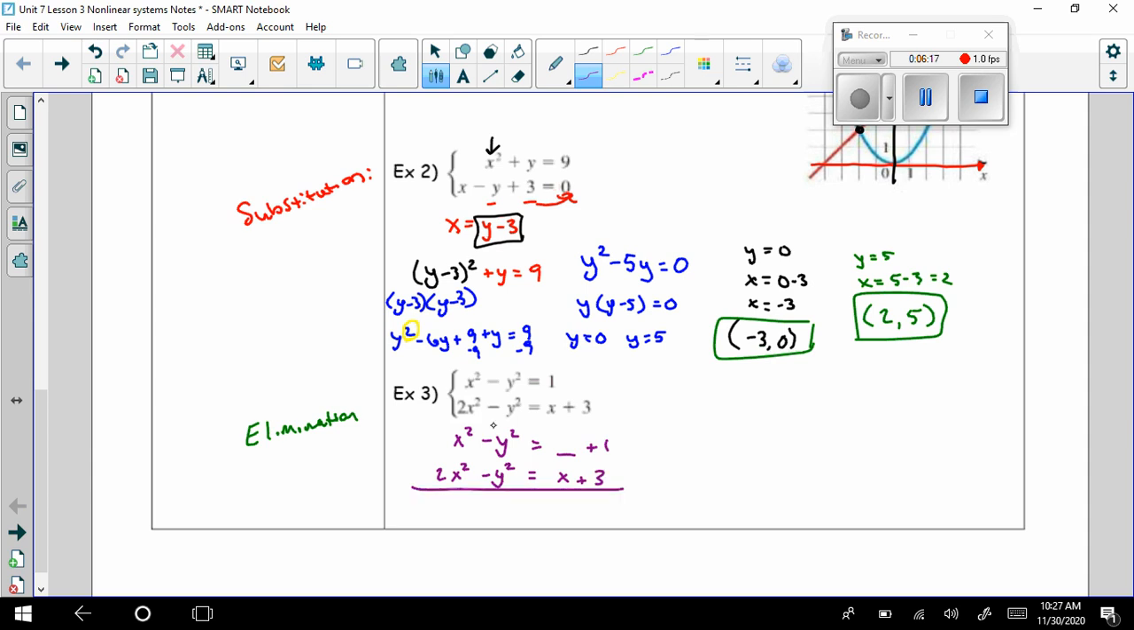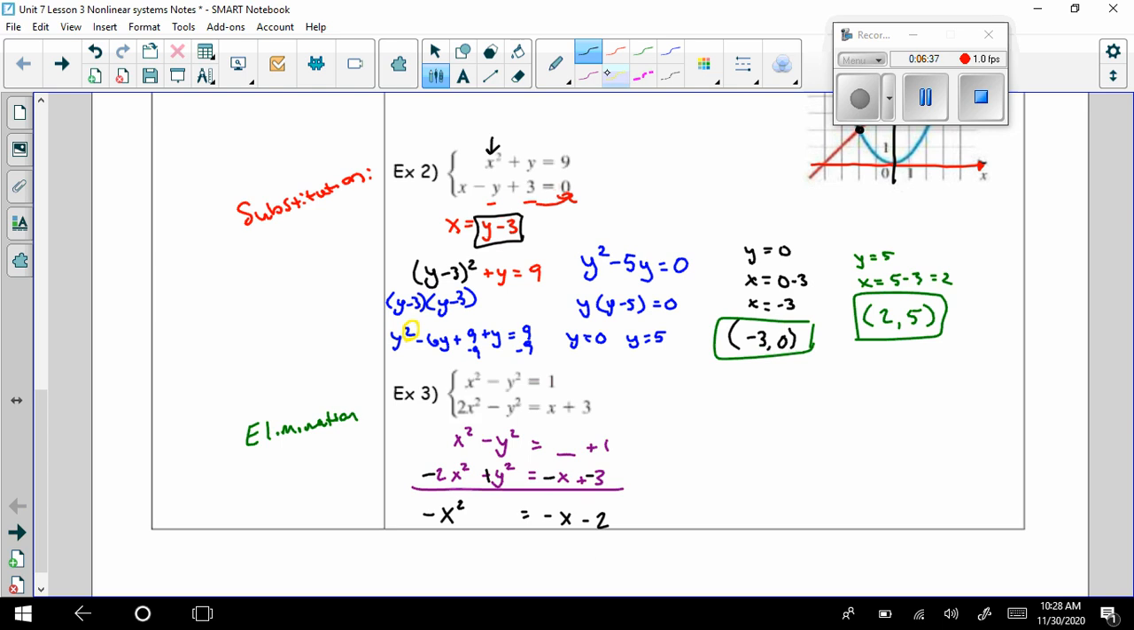Because these are the same, I'm going to switch all of my signs on this bottom one, and I'm going to add down. And so this gives me negative x squared. The y squareds will cancel, equals negative x minus 2.